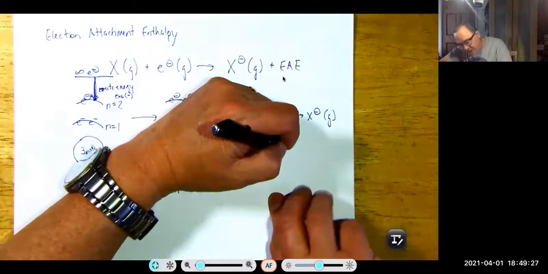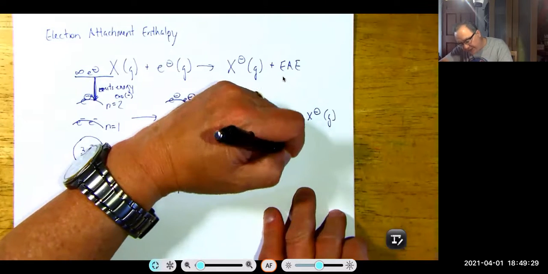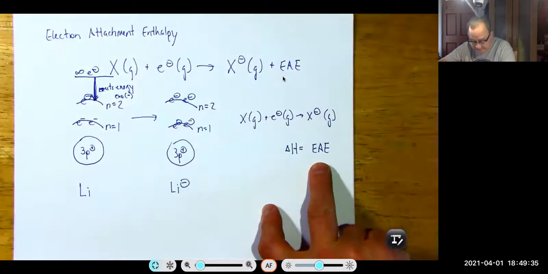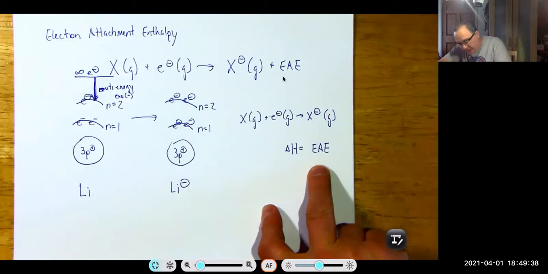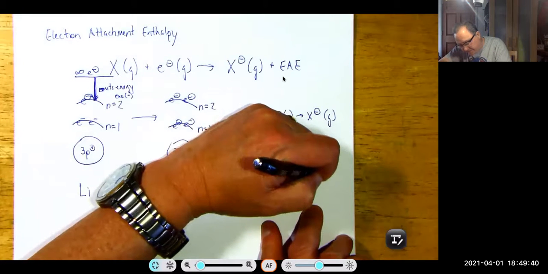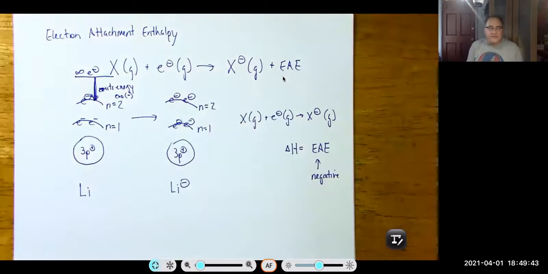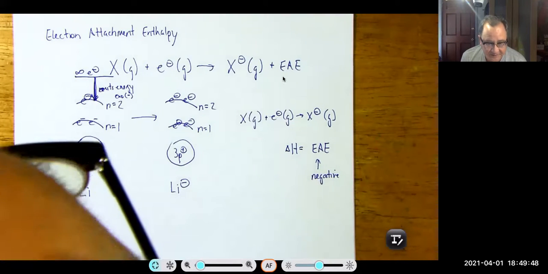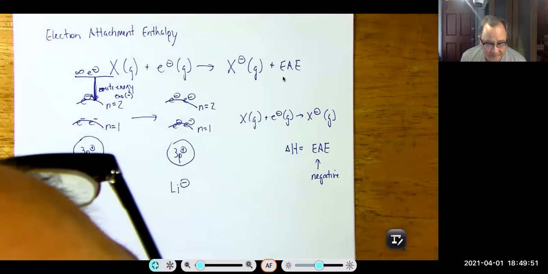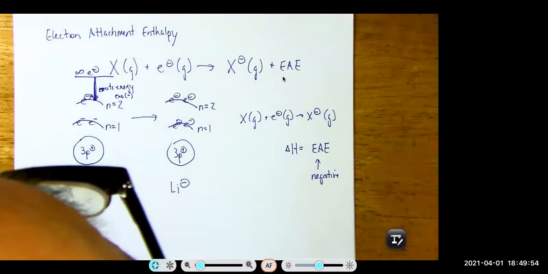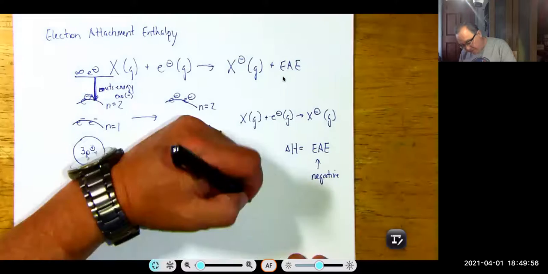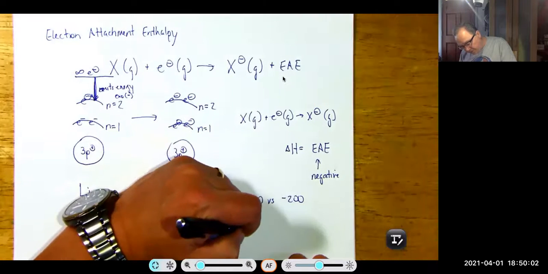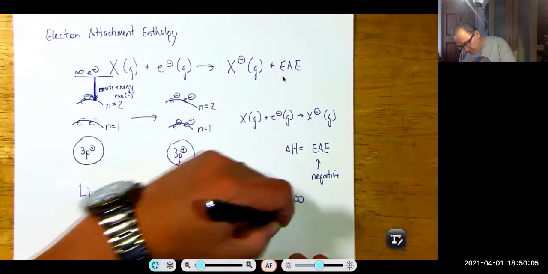And we could say that the change in enthalpy is the electron affinity enthalpy. And this value is negative. So when we say that you have a more negative value, that means more energy is released. That makes sense. Okay, so minus 500 versus minus 200, this is more energy released.